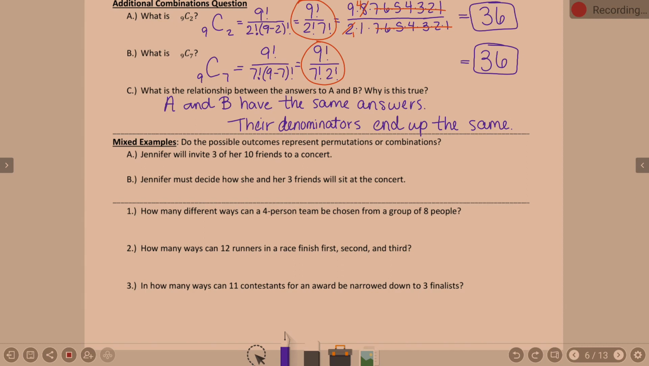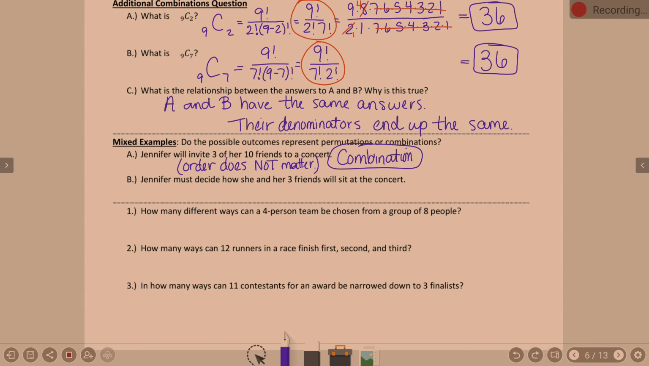Now, on A, Jennifer will invite 3 of her friends to a concert. Does order matter of her 3 friends she invites? You just want to be one of those 3 friends, right? Does it matter if you're picked first, second, or third? What if it's a stupid concert? You know what I mean. Okay? So, this is a combination. And I'm going to put a reason over here just so we can get it in our head, and that is because order does not matter.